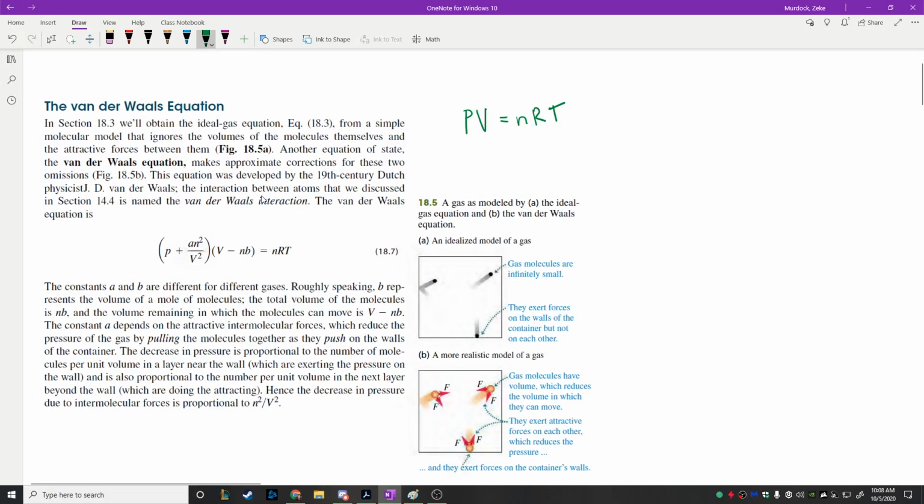Okay, so this is what the van der Waals equation says. It says you take pressure plus a times n squared over V squared. So little n here is still the number of moles. Okay.